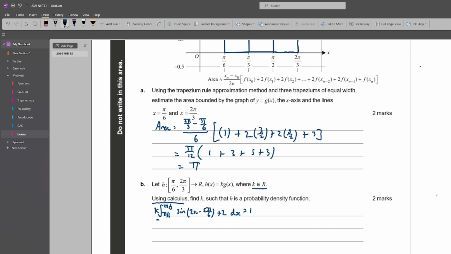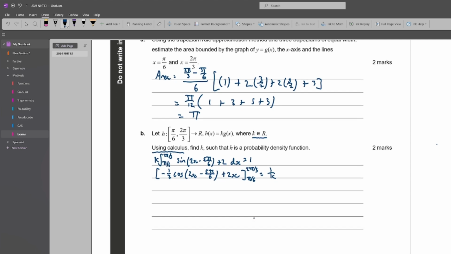Okay, let's find the antiderivative. Antiderivative of sine is negative cosine. And we'll need to divide by this coefficient of x here. So negative 1/2 cos of 2x minus 5 pi on 6, plus this 2 will become 2x, with terminals of pi on 6 and 2 pi on 3, is equal to 1 on k. I've just divided both sides by the k here because I don't want to have nested brackets where the k has to apply to every set of brackets when I sub these values in. Speaking of, let's sub these values in.